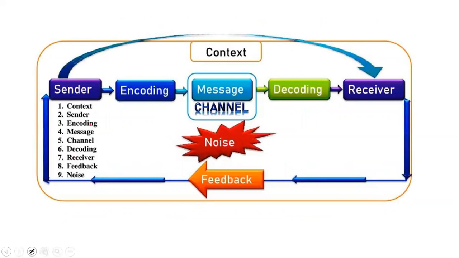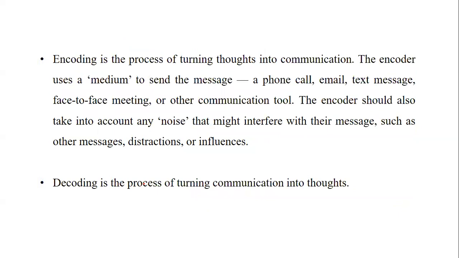Now, we have this communication cycle. On this diagram, you can see the various communication components: context, the sender, the encoding, the message, the channel, decoding, receiver, feedback, and noise. These consist of the components of communication. Then I have listed an easy way to understand encoding and decoding. Encoding is the process of turning thoughts into communication. The encoder uses a medium, either a phone call, an email, a text message, a face-to-face meeting or a communication tool. The encoder should take noise into account also, as it can interfere with the message. And decoding is the process of turning communication into thoughts.